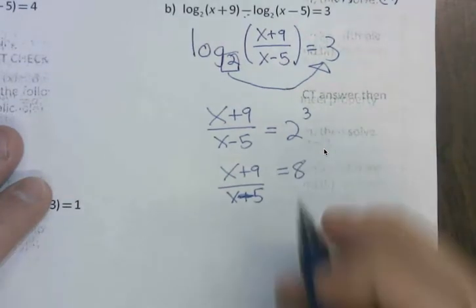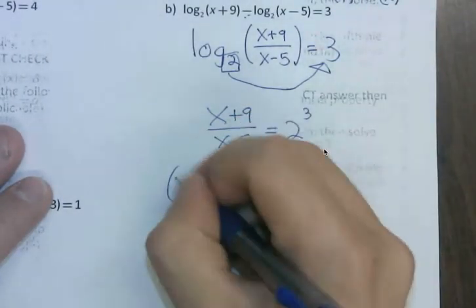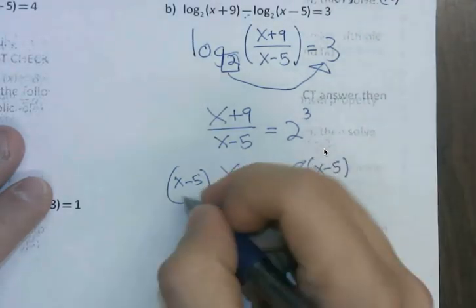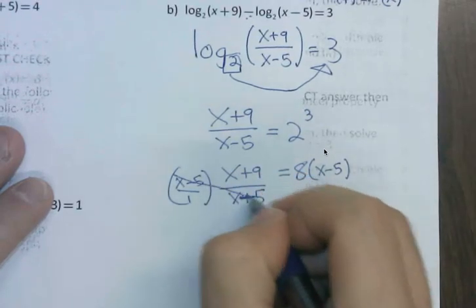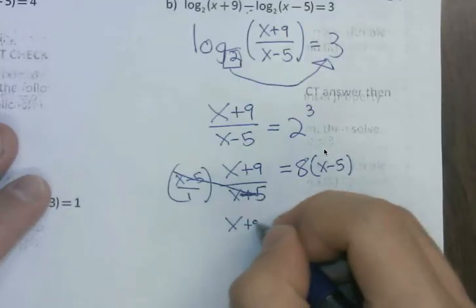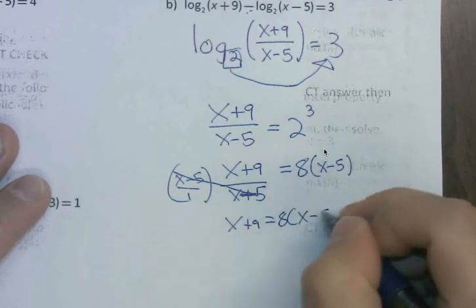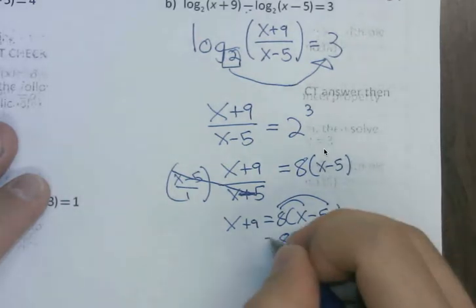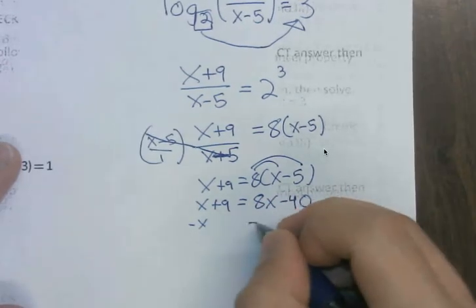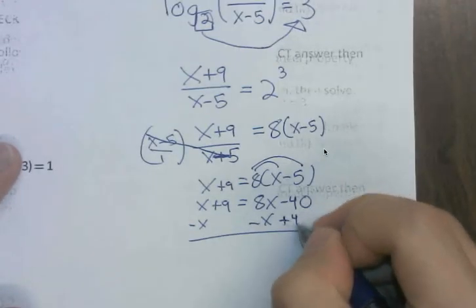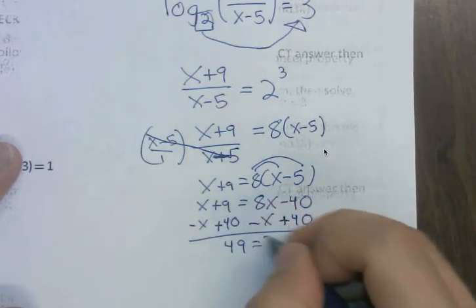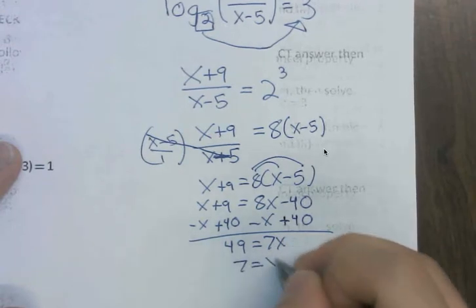If we multiply both sides of this by x minus 5, the x minus 5s will cancel here. We get x plus 9 equals 8 times x minus 5. Distribute that 8, and you get 8x minus 40. This equals x plus 9. And keep going to solve for x. This gets you 49 equals 7x, so x equals 7.